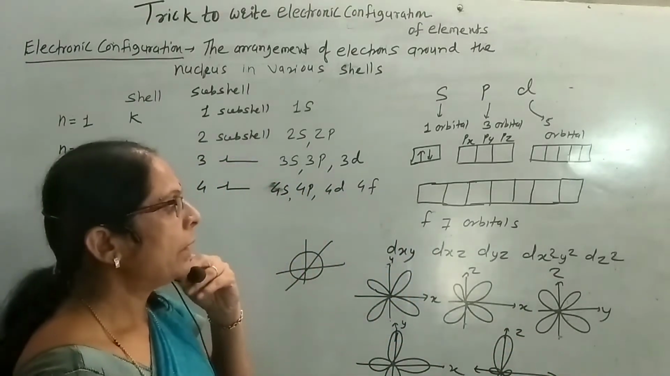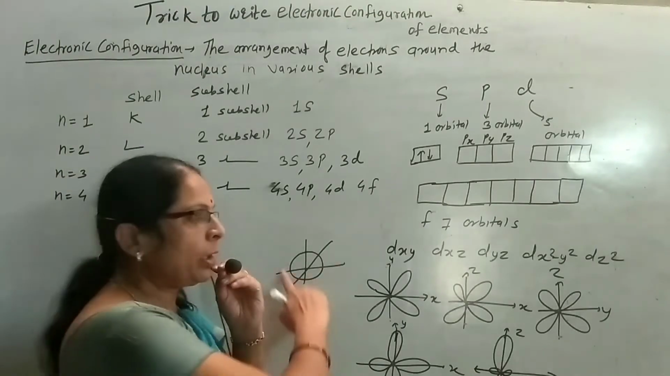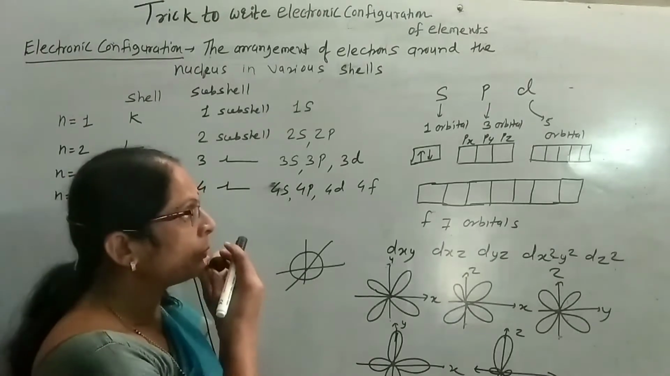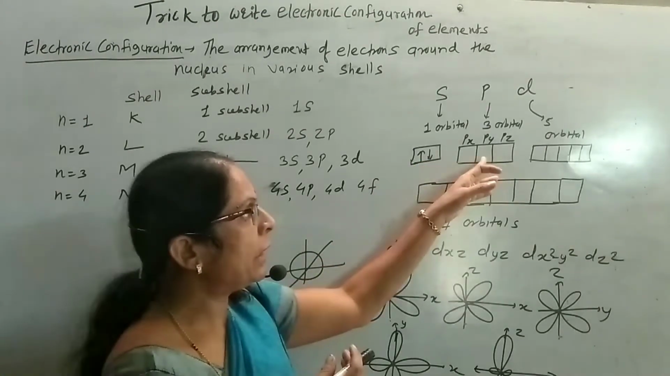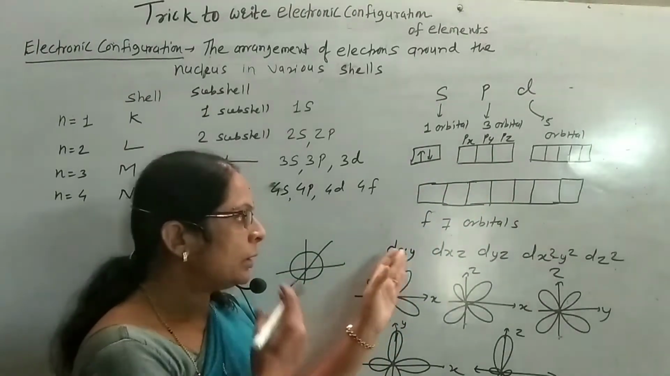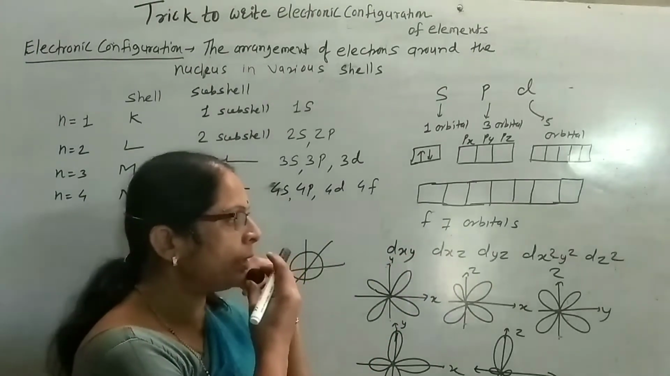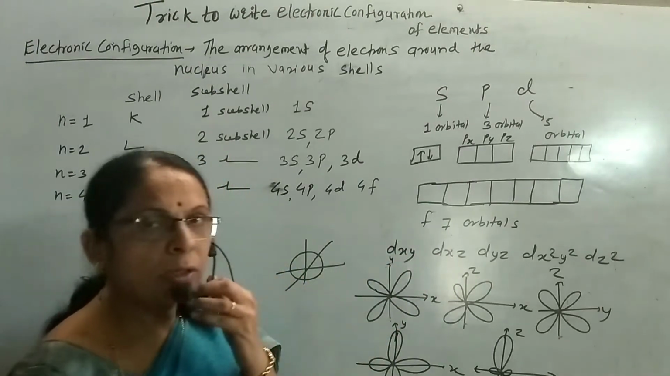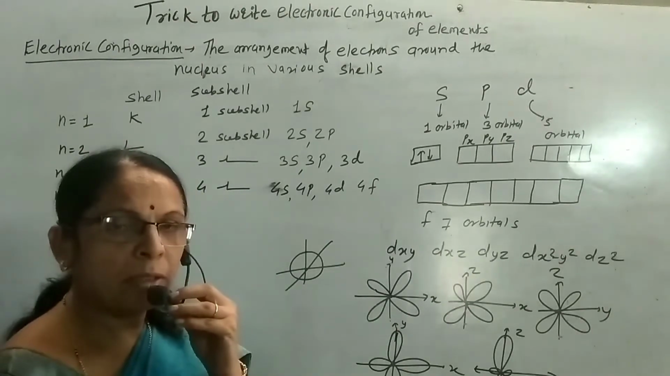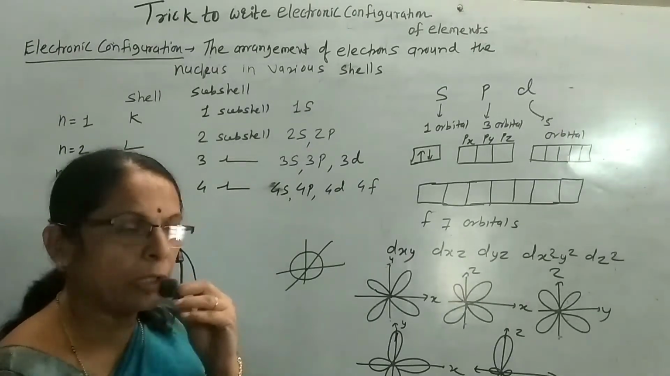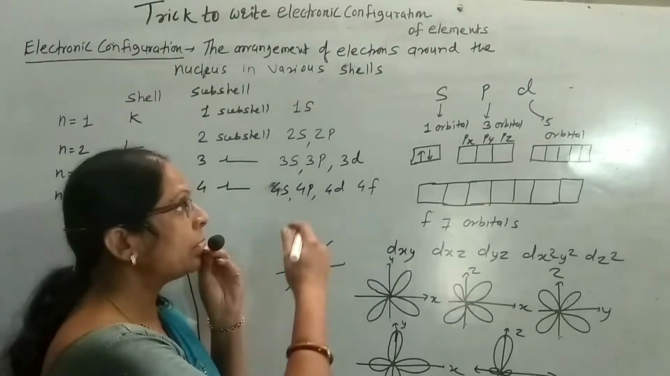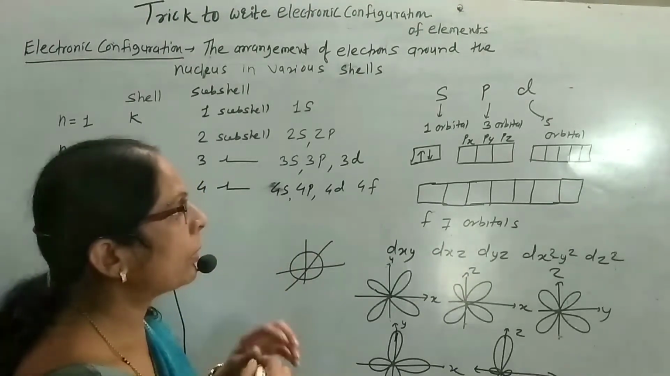So I will repeat, S is symmetrical in shape. It has only one orbital, but P has 3 orbitals: Px, Py and Pz. D has 5 orbitals: dxy, dxz, dyz, dx square minus y square and dz square. Now F has 7 orbitals, but the shape of the F is complicated, so we are not considering it, and it is not possible to draw on the paper. So like this way, SPDF have orbitals.